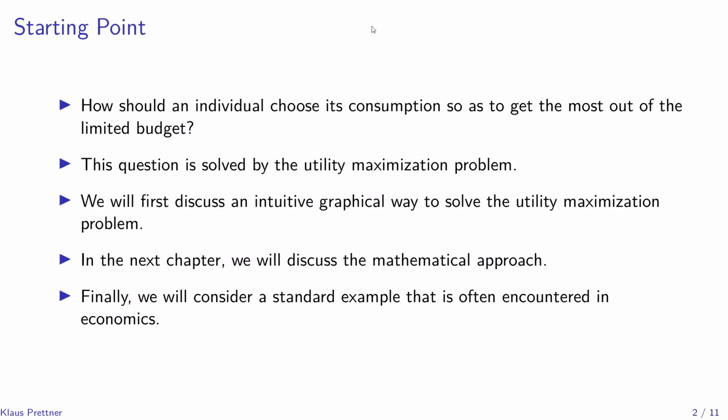The starting point for the chapter is the question of how an individual should choose its consumption such that it gets the best out of the limited budget that is available. And that's a choice we face very, very frequently in our lives. From a formal perspective, we can solve a utility maximization problem to get this choice. And to do this, we will first discuss a very intuitive graphical way to solve this utility maximization problem, and then in the chapters afterwards discuss the use of the method of Lagrange to determine this from a mathematical perspective.